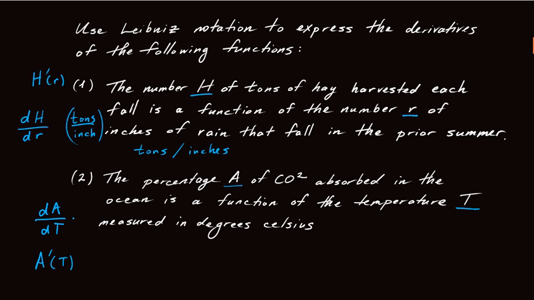In this example, dA dT, well, A is measured in terms of percentage, so you would write percent, and the temperature is T. So it would be percentage per degrees Celsius. Those would be the units.